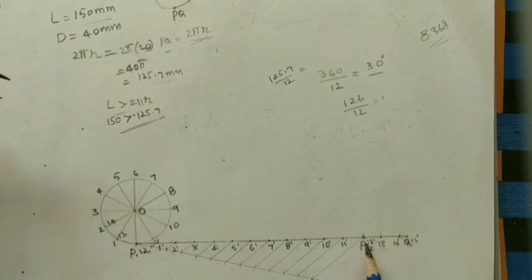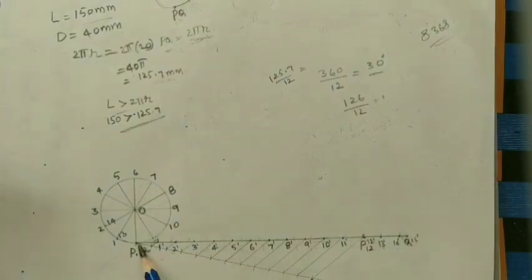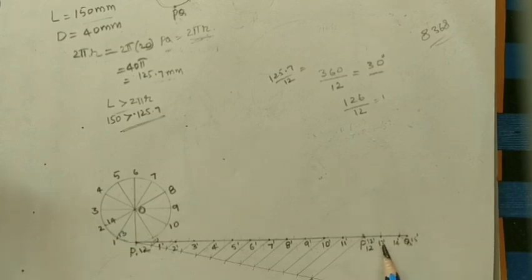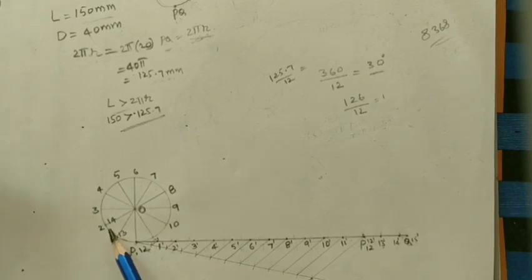Now in the circle also we have marked 1 to 12. Now we need to mark 13, 14, 15. Where is 13? After 12 we need to mark 13. After 12 which point is coming? 1. So at 1 I am marking 13. After 13, 14. So after 13, at 2 I am marking 14, because this length and this length have the same value.